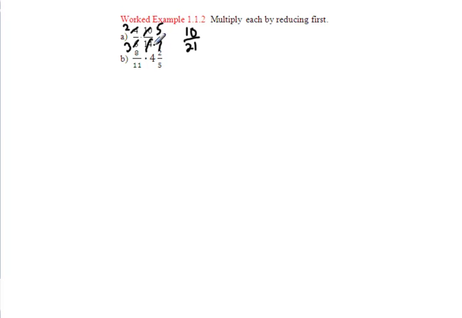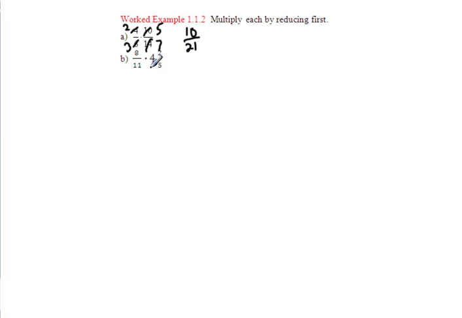Now, sometimes it's possible that you can simplify the 2 across with a 7. With multiplication, you can sometimes do that, but in this problem, the 2 and 7 just don't have any common divisors. Likewise, the 5 doesn't have any common divisors with either the 3 or the 7. So that's why our answer, 10 over 21, is in simplest form.